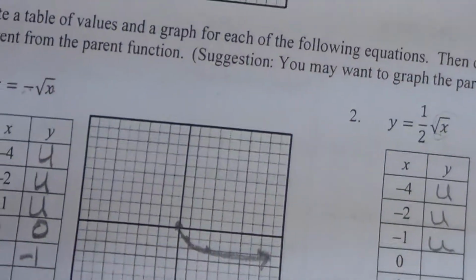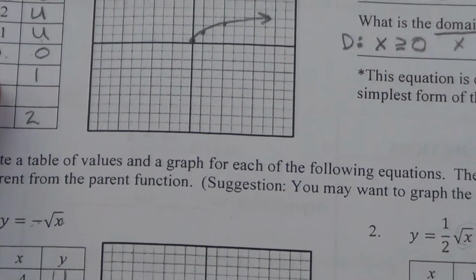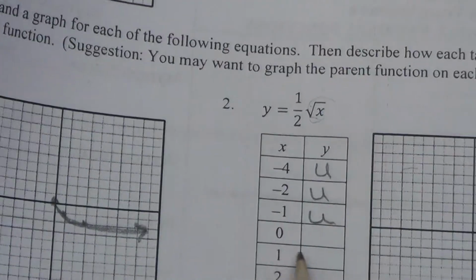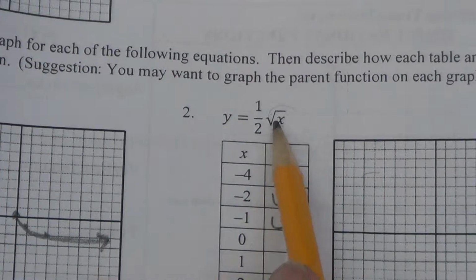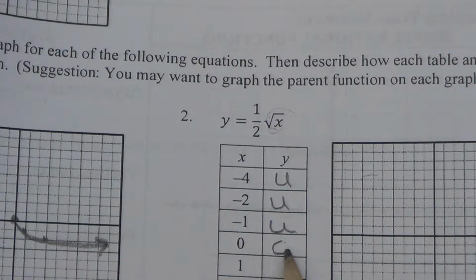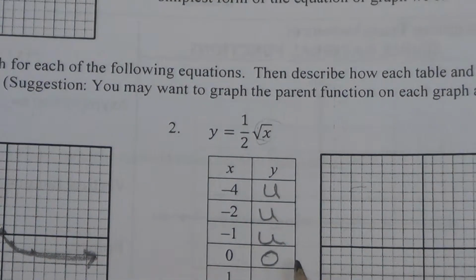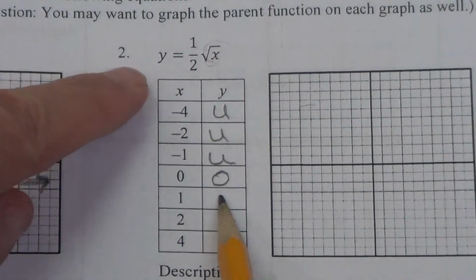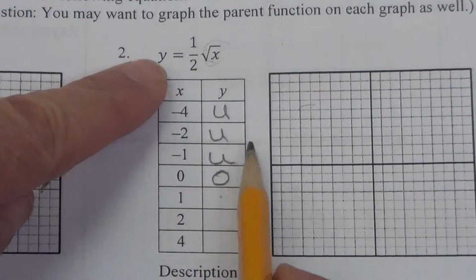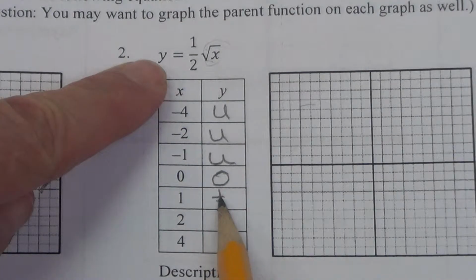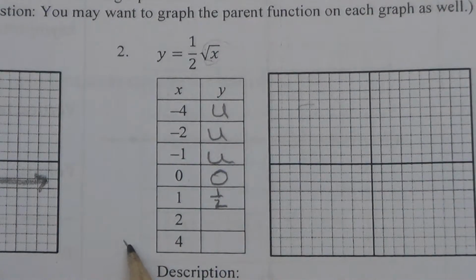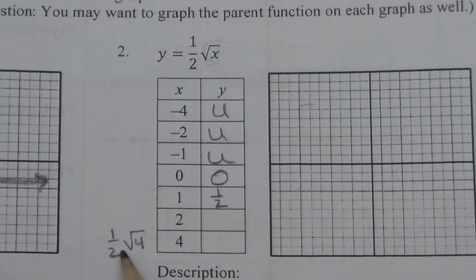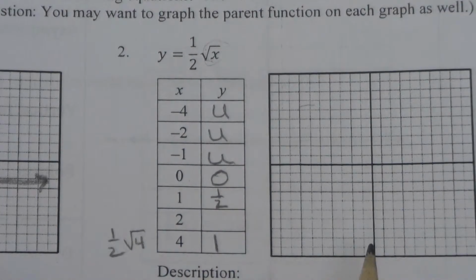But now, at 0, 1/2 of 0, the square root of 0 is 0, 1/2 of 0 is 0. So you can also just go ahead and calculate these. The square root of 1 is 1. 1/2 of 1 is 1/2. The square root of 4 is 2. 1/2 of 2 is 1.